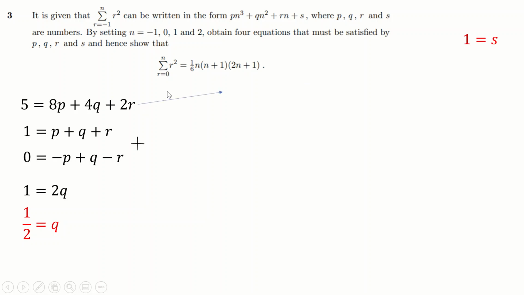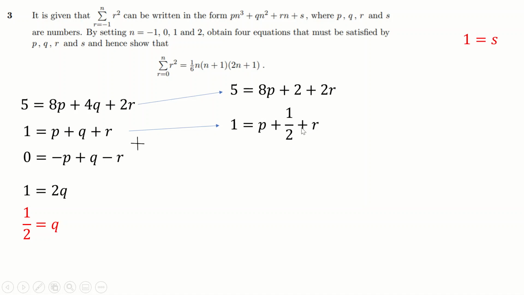Now, if I take this one here and just put q as a half into it, 4 times a half is 2. And then if I take this one here and put q as a half into it, I get 1 plus p plus a half plus r. Right? And now I could put q as a half into this one as well. But at this point, I notice, because I found 2 unknowns, I only have 2 more to go, which means I only need 2 equations. So this is kind of irrelevant now. I only need these 2. I can do it just with these 2.